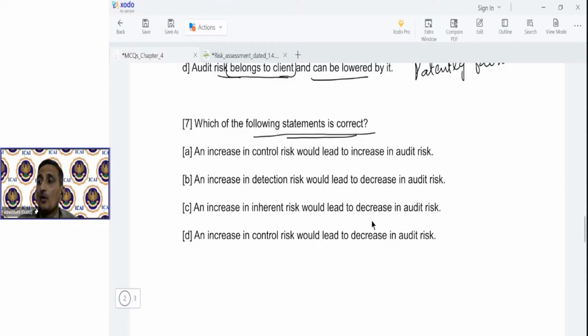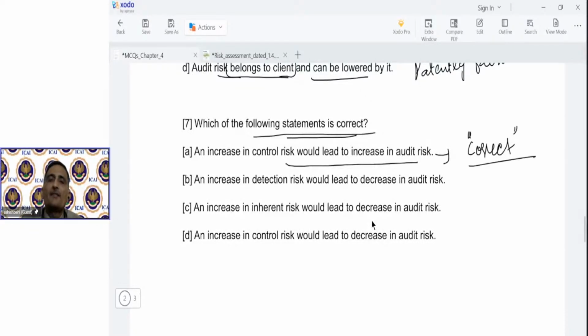Yes, Darshan, when you know these are the components, then you must have remembered that inherent risk and control risks are entity's risks. They cannot be influenced by the auditor. All that is in the hands of the auditor is detection risk, what he has to check. So option A is the correct answer.